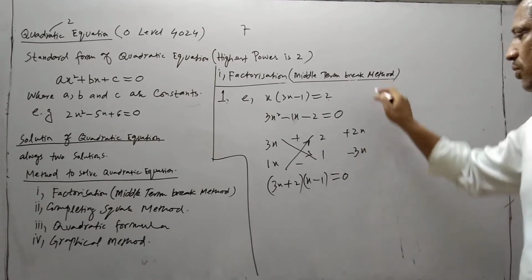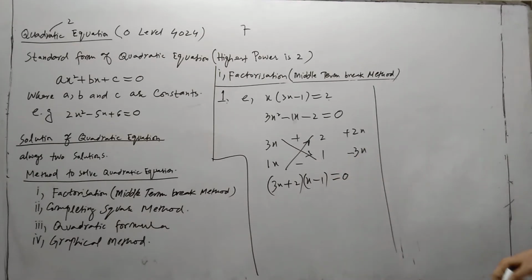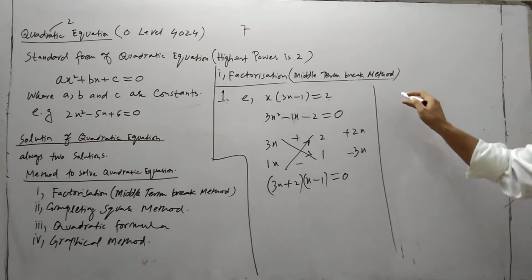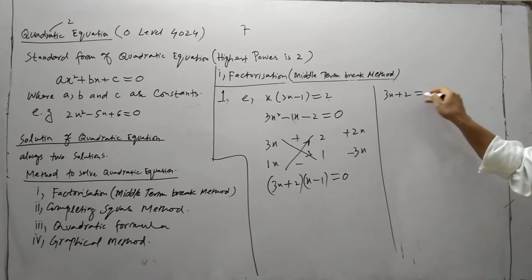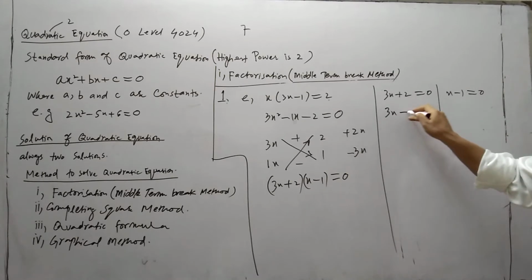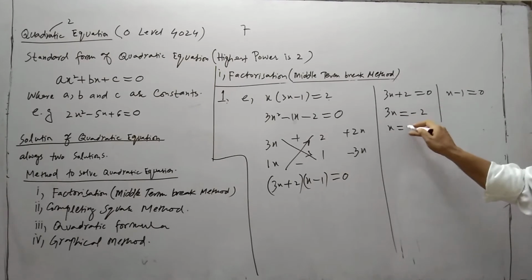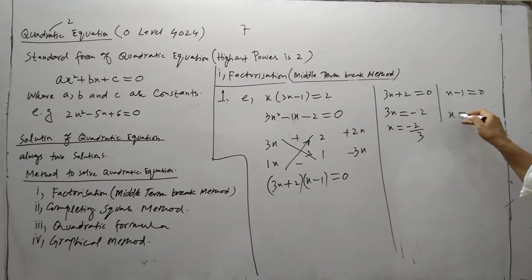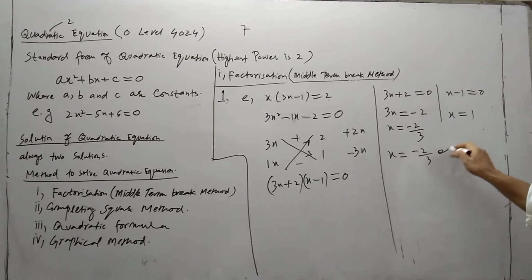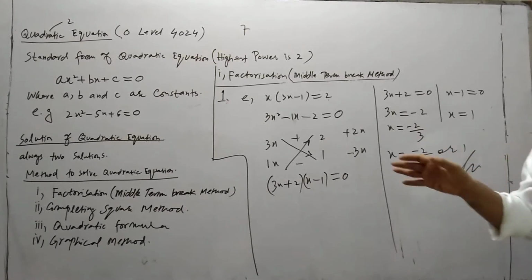Is equal to 0. Now take this. 3x plus 2 is equal to 0, x minus 1 is equal to 0. So 3x is equal to minus 2, x is equal to minus 2 upon 3. X is equal to 1. Again you get two answers, minus 2 upon 3 or 1. This is our answer. I hope you understand.